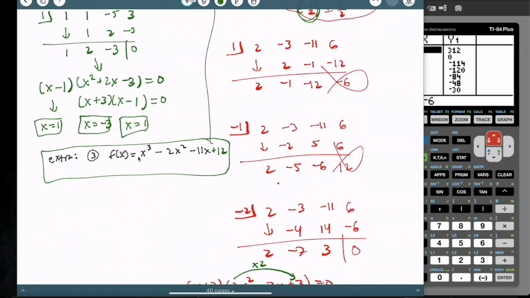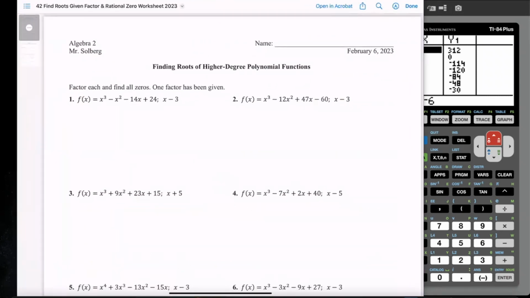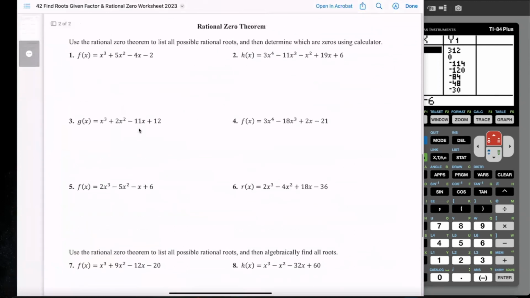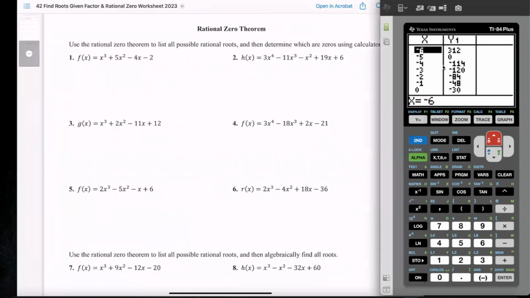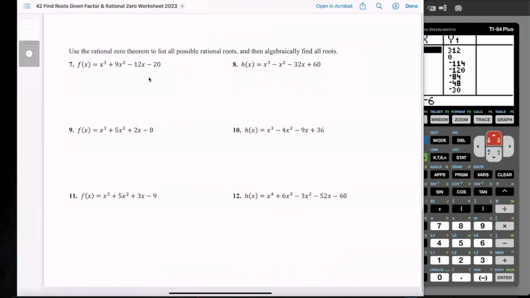But on the sheet, I want you to practice. So if you go to the sheet, basically on the backside, it's the rational zero theorem. So this one, you're just listing the possibilities and then using the calculator, which we did, to see which ones are in fact zeros, and then classifying the other ones as either rational or imaginary. But you also have 12 examples here of finding the zeros on your own. So list all the possibilities and then use synthetic until you get one. These are pretty much all cubic except the last one. So once you find the first zero, break it down, you should be okay.